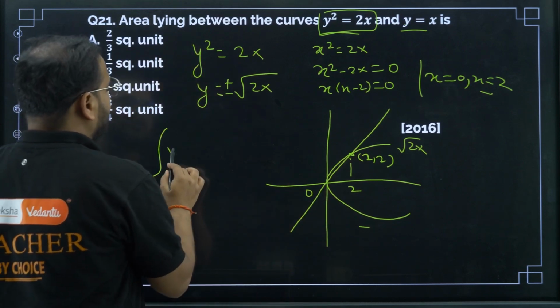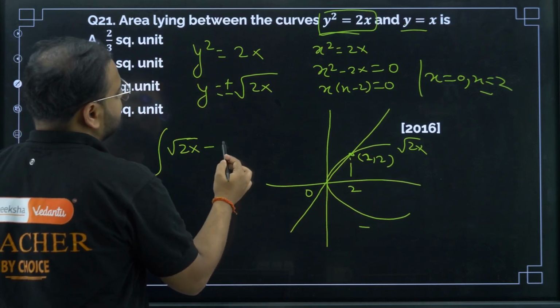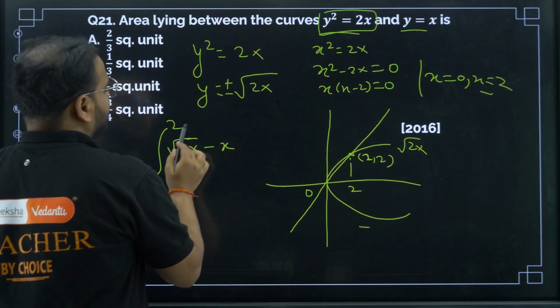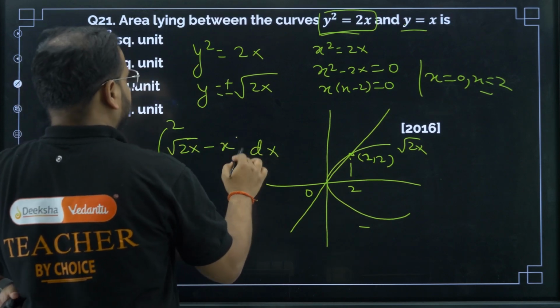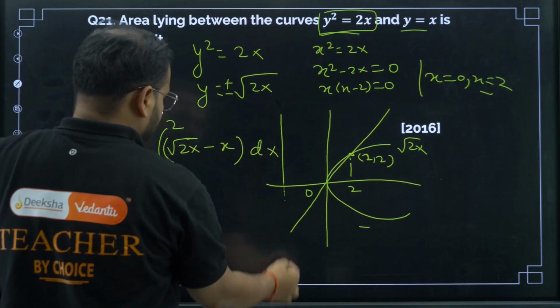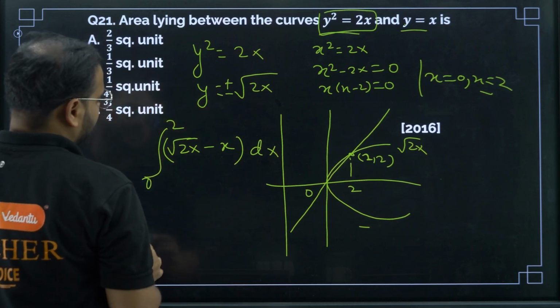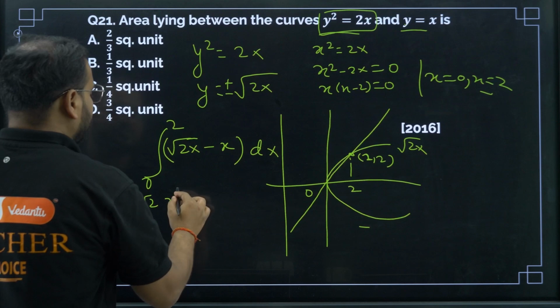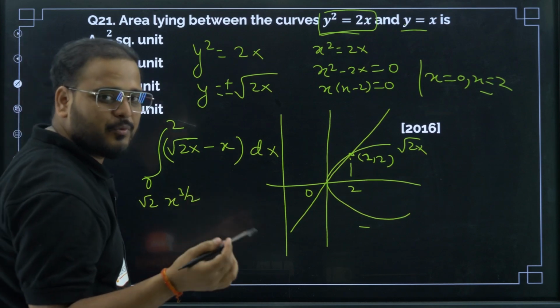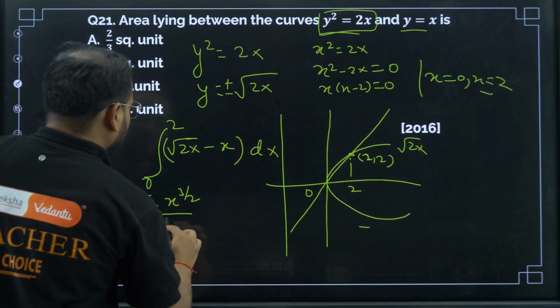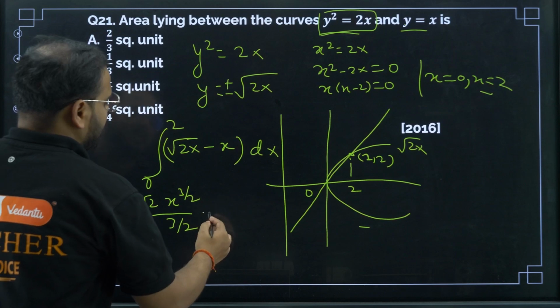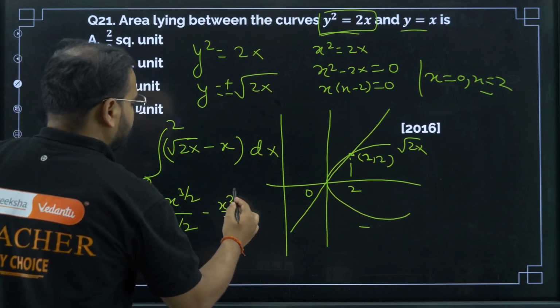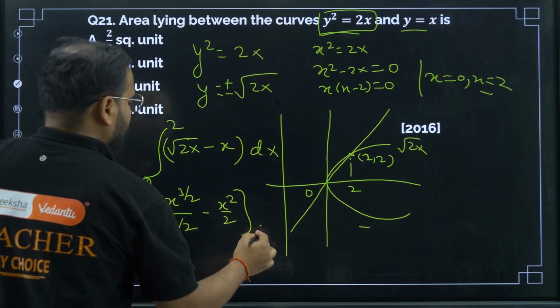So integration from where to where? Root 2x minus x from 0 to 2, dx. Let's do the integration. Root 2 is a constant outside. For root x, I'll get x power 3 by 2, because root x is x power 1 by 2. Add 1 to it, 3 by 2. Whole thing divided by 3 by 2, minus x square by 2, from 0 to 2.